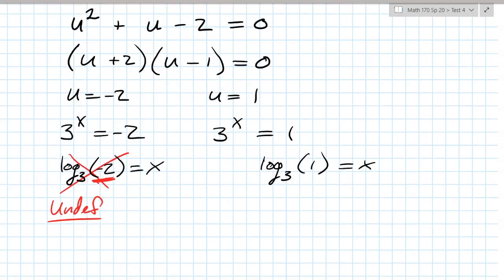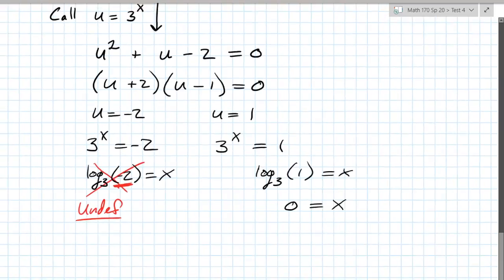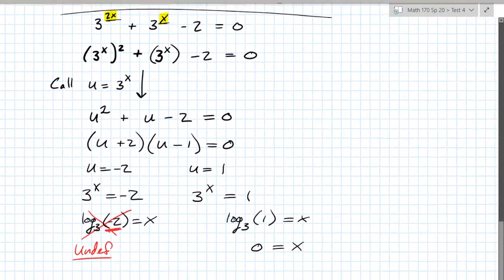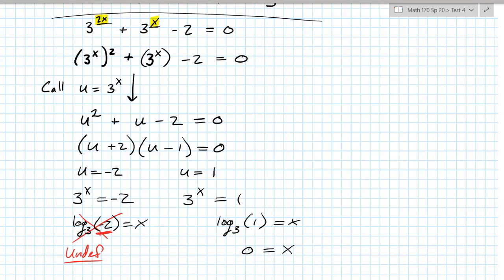For the other one, log base 3 of 1 is 0. That was one of our properties. Log base a of 1 is 0. That is 3 to the 0 power equals 1. So the key for this problem is to see if you can write it in a form where it looks like a quadratic type of problem in order to use factoring or the quadratic formula.